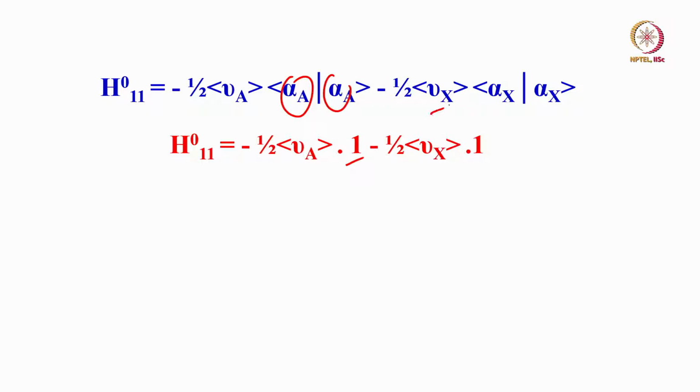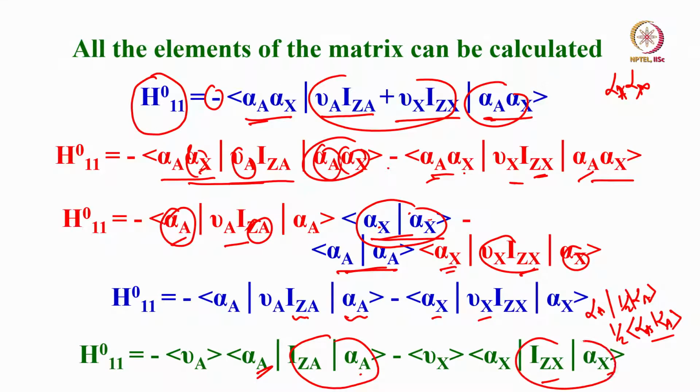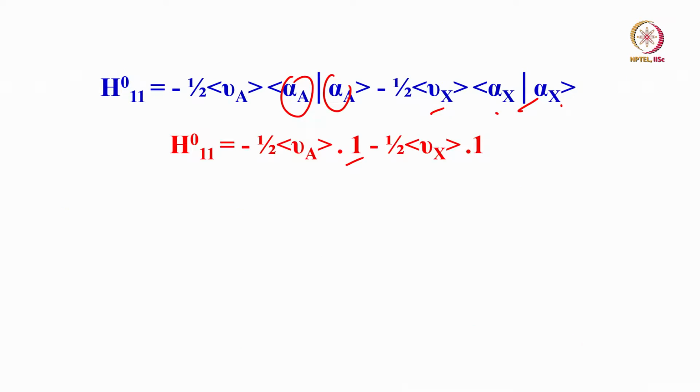Similarly, here I will take out ν_x, then α_x, orthonormalized wave functions. Now, what will happen? This will become 1, so it will become half. In the previous example, if you see here, I_Z operating on α_x will again be half. So what we are going to get in H11 is only two terms, this will become 1, this will become 1. The term finally boils down to only two things. H11 will turn out to be, I took the minus as a common factor outside, minus of half of (ν_A plus ν_x). This is the first matrix element we worked out.